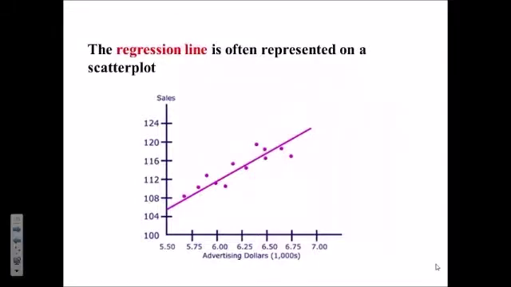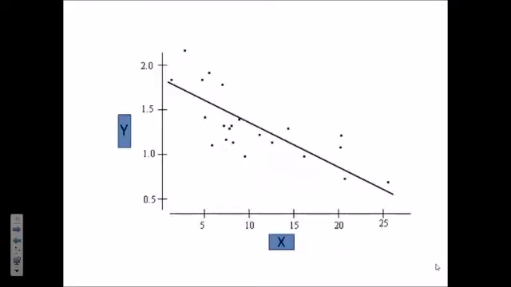Same thing in this case. The regression line shown in the picture has a positive slope, indicating we have a positive correlation between the two variables. Here's a case where the slope of this line is negative because the line is going downhill. So negative slope for the regression line illustrates a negative correlation between the two variables.